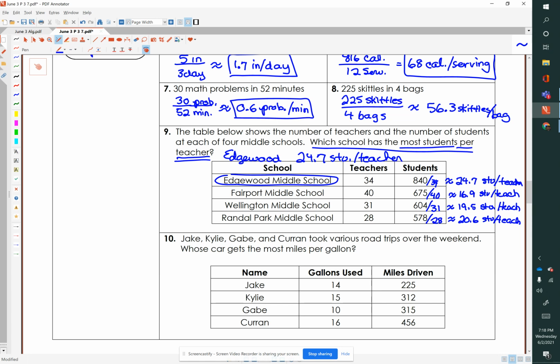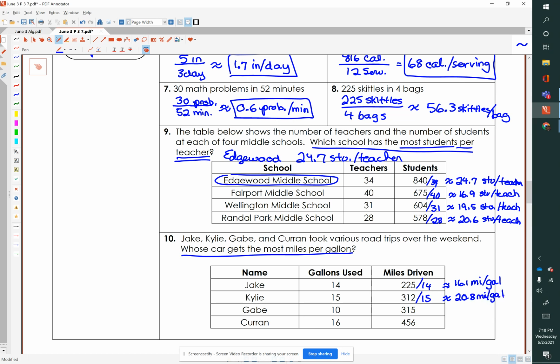And then number 10, Jake, Kylie, Gabe, and Curran took various road trips over the weekend. They all drove their cars. We want to know which car gets the most miles per gallon. So Jake used 14 gallons and drove 225 miles. So when we do that division, we have about, we're rounding to the nearest tenth, 16.1 miles per gallon. Kylie used 15 gallons to go 312 miles. When we do that division, that's about 20.8.